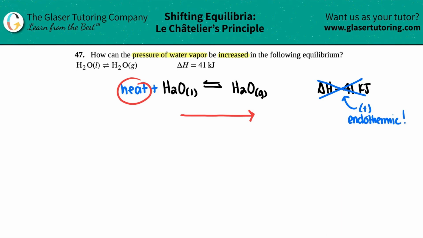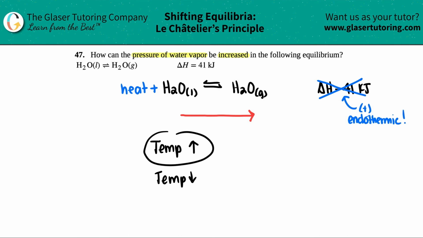Since they gave us a delta H, the easiest way to talk about it is the heat, aka the temperature. There's two different ideas. Let's see which one is correct. So we could either increase the temp or we can decrease the temp. Which one of these would get us a forward reaction? Let's start with the increase in temp.